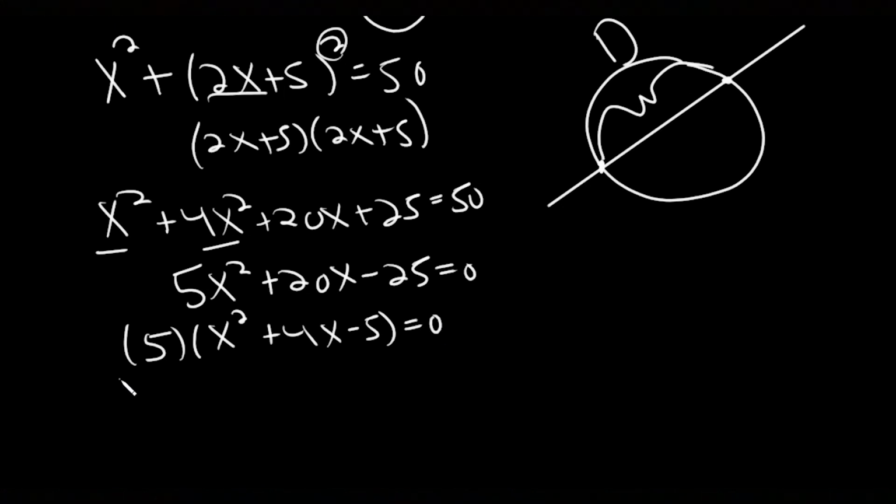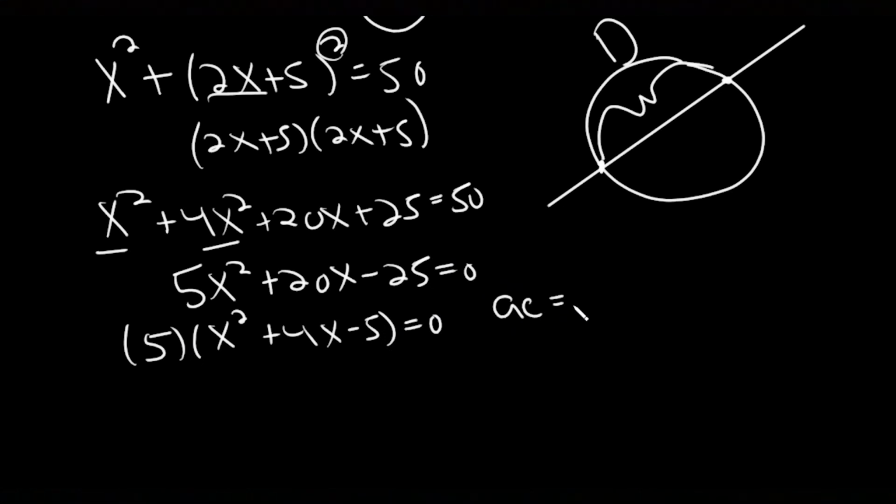So this 5 that I pulled out, I don't really care about. That's coming along for the ride. I am worried though about this quadratic right here. I want to try to factor it. So how do you factor? Well, I use the AC method. That's the way I teach. So I'm going to do a times c. That will give me negative 5.